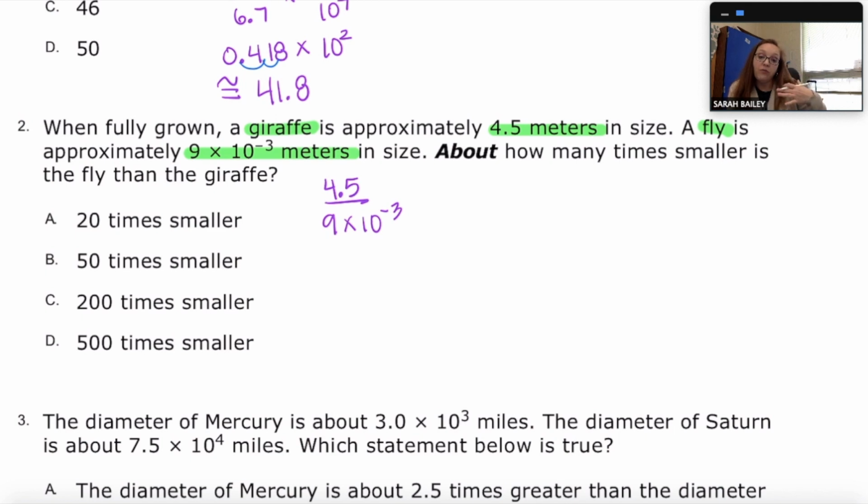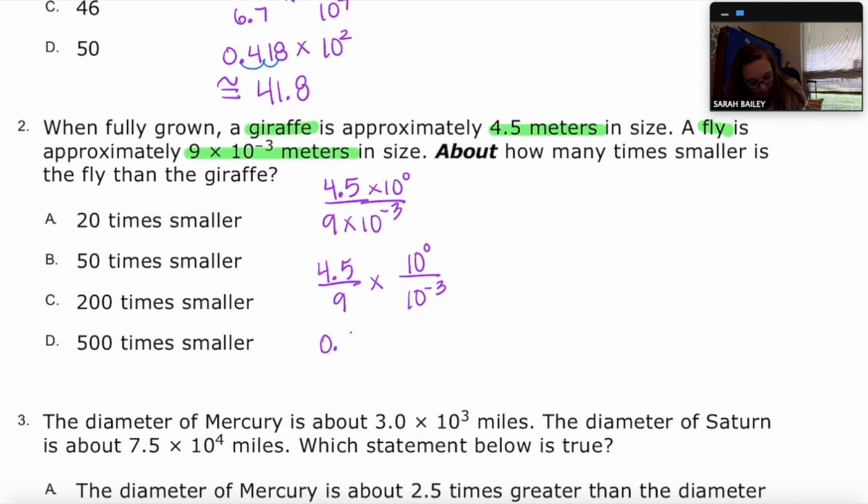When I divide this out, first that 4.5 is not in scientific notation, but if it were, it'd be the same as times 10 to the 0 power, right? So I'm going to do 4.5 divided by 9, times 10 to the 0 divided by 10 to the negative 3rd power. If I do 4.5 divided by 9, I get 0.5. And 10 to the 0 divided by 10 to the negative 3rd, remember, you subtract those exponents. So 0 minus negative 3, which is a 3.